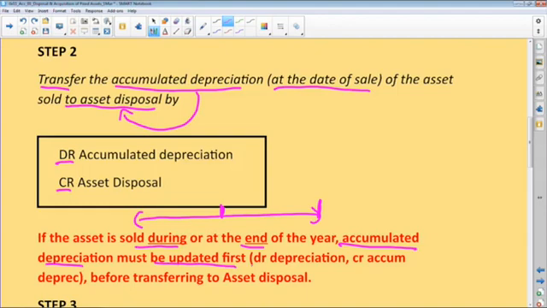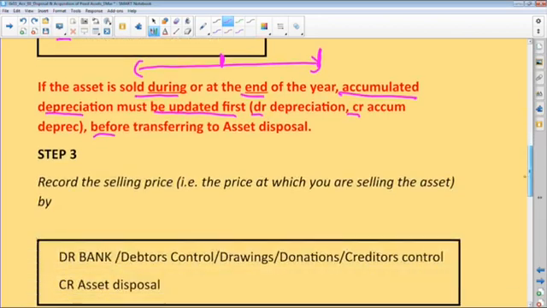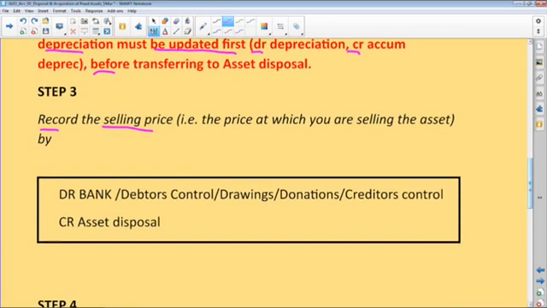You're going to debit depreciation and you are then going to credit accumulated depreciation before you transfer to asset disposal. Okay, with me? Right, the next step, step number 3, we're now going to record the selling price. In other words, the price at which we are selling the asset. So when we record the selling price, it's all going to depend on the following.